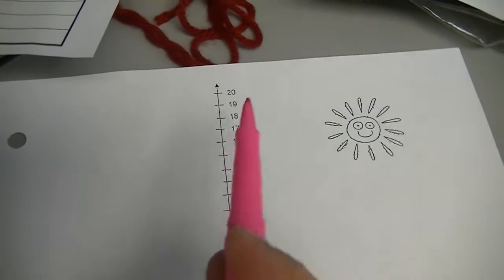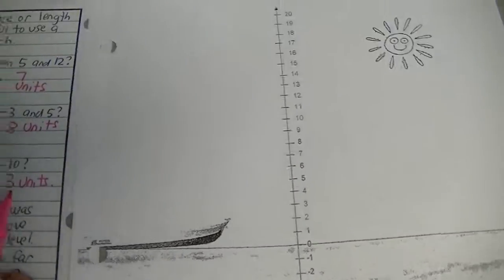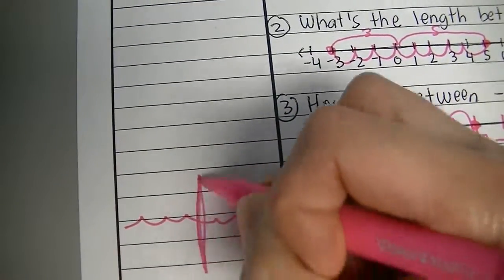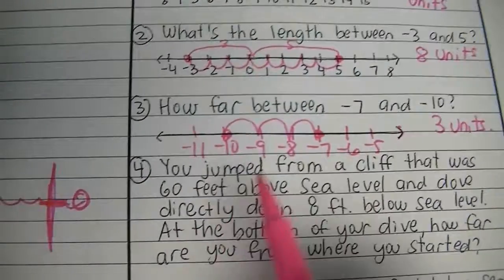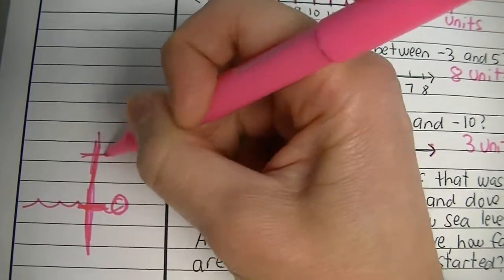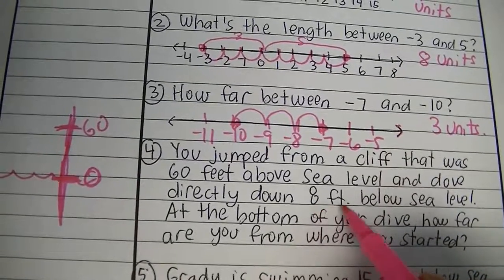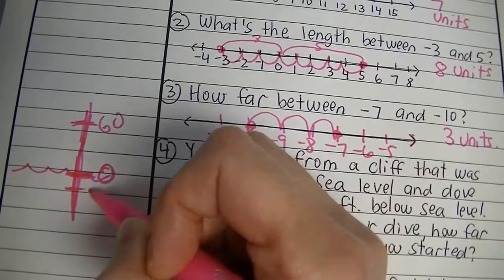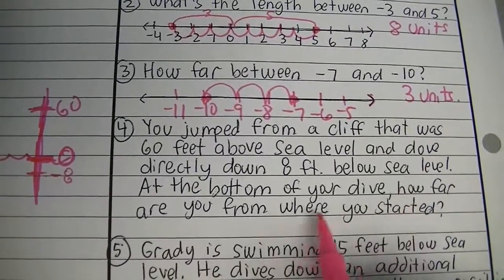Oh, this doesn't go all the way up to 60 feet. So you can imagine it, or you can just draw a sketch. So here's my sketch, and I'm going to put it right over here. Here's my water, and right there, that's right at 0, okay? And we're 60 feet above sea level, so that number would be right up here, 60. And we dove directly down 8 feet below sea level. So this was sea level, 8 feet, it's right there. So that would be negative 8, okay? And they're asking at the bottom of your dive, so right here, how far are you from where you started?